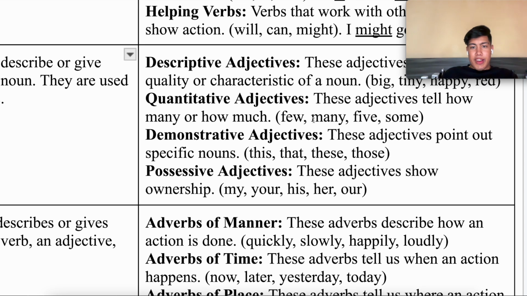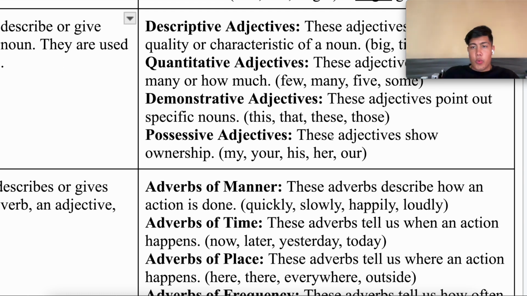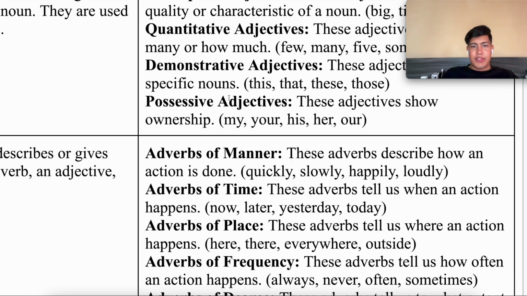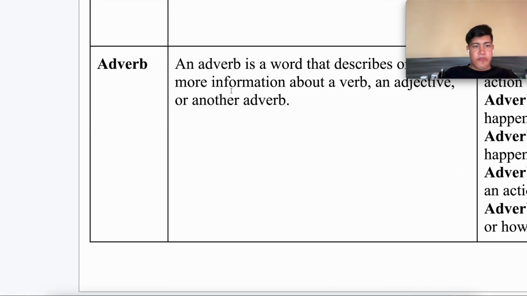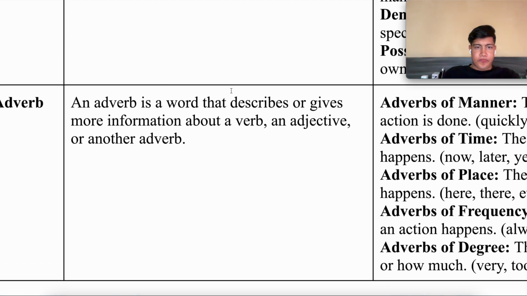Now, demonstrative adjectives. These are adjectives that point out specific nouns: this, that, these, those. So, I went to that house over there. I went to his house, for example. Those are words that help quantify certain adjectives. And possessive adjectives. Now this is the last one right here.